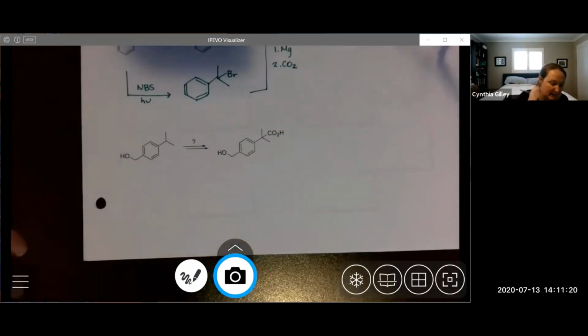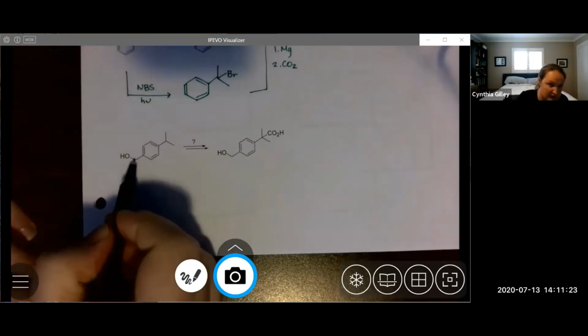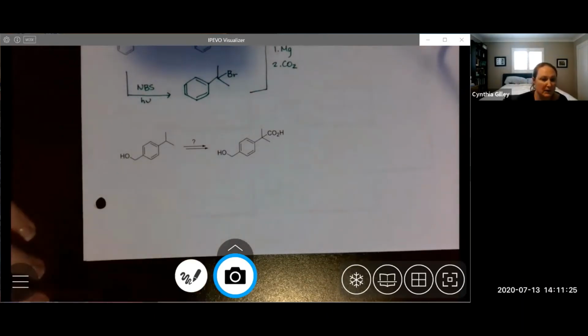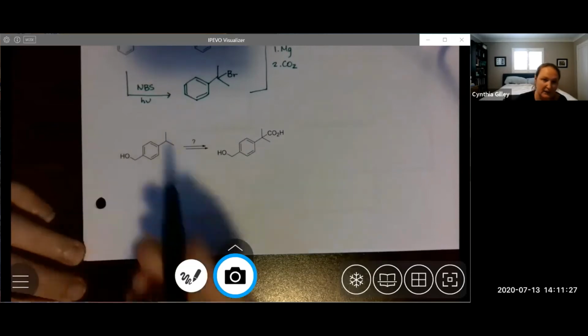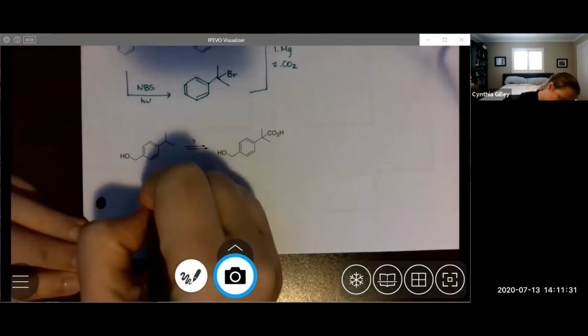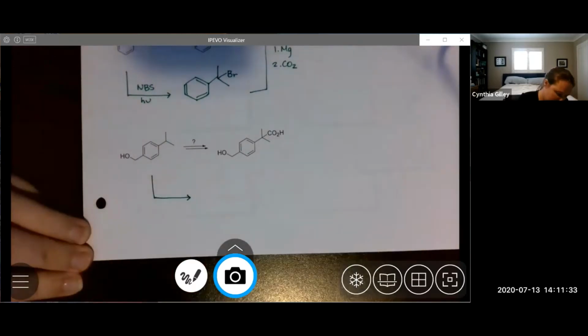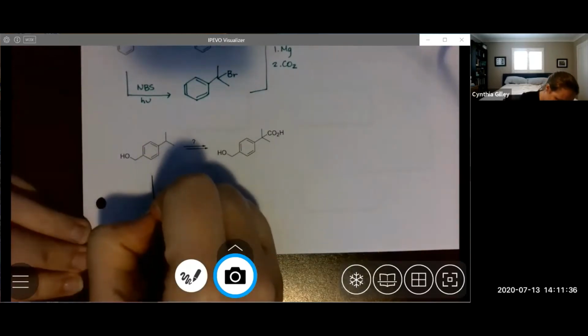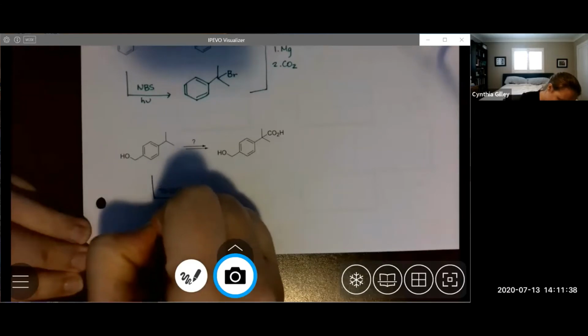The next one is the same thing, but we have this attached group here, which needs to be protected. Because if we're going to be using Grignard, we need to make sure that there's no other acidic protons around. So we first need to go through a protection of the alcohol.